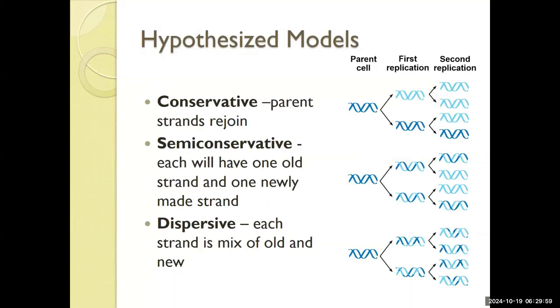A conservative model would suggest that the parents separated, served as templates, and then rejoined. A semi-conservative model would have the parent strands separate and each serve as a template for the new strands, which would be composed of both old and new. And a dispersive model, which would chop up the DNA into a number of segments and copy different pieces. So each resulting daughter strand would be a mix of old and new for many generations to come.